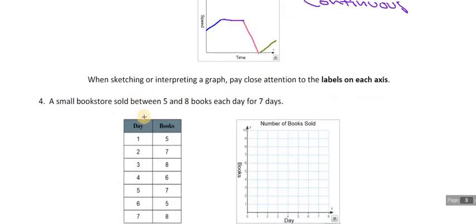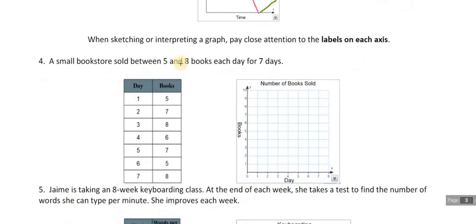Let's take a look at number 4. A small bookstore sold between 5 and 8 books each day for 7 days. Okay, so let's plot these ordered pairs. I'd like you to just take a minute and plot each of these ordered pairs. X represents the day number, whereas Y represents the number of books sold. So go ahead and plot those points.